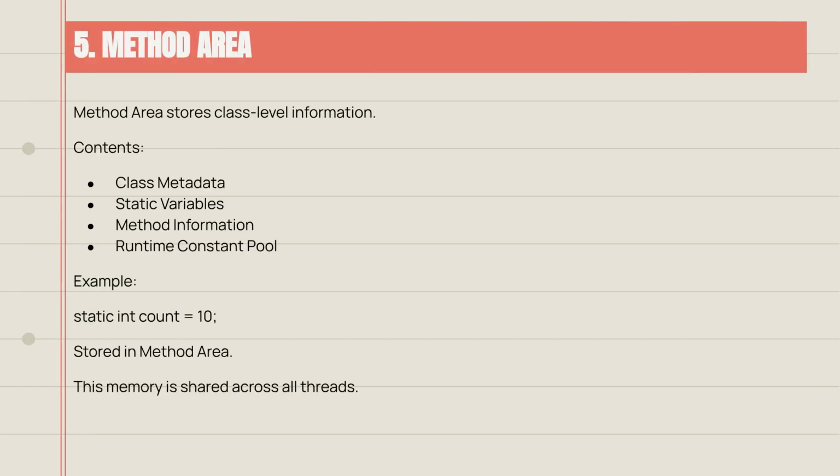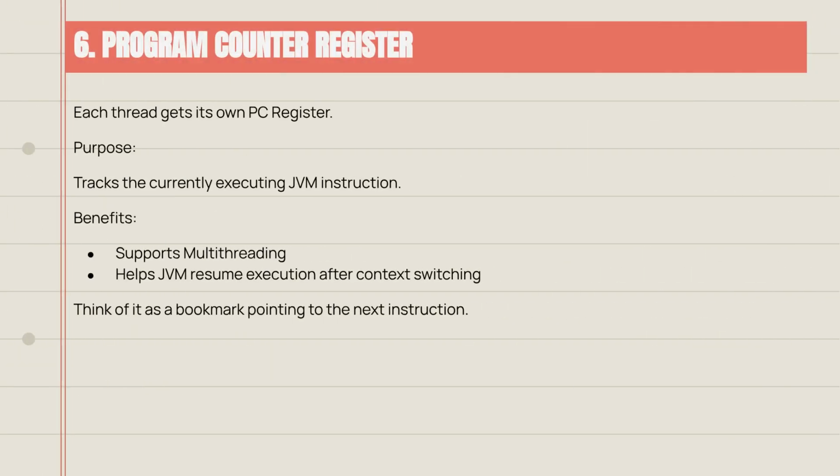The method area is a shared memory region that stores class-level information. This includes class metadata, static variables, method details, and the runtime constant pool. It is accessible to all threads. The program counter register is unique to each thread. It tracks the currently executing instruction, acting like a bookmark to help the JVM resume correctly after a context switch.